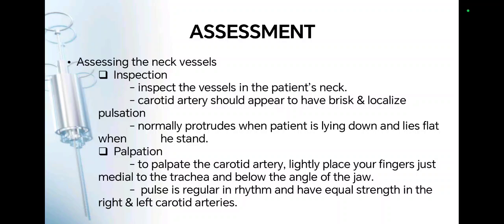Okay. Now, for your palpation, after inspecting, you have to use a good light for you to see that. And then for palpation, to palpate the carotid artery, lightly place your fingers just medial to the trachea and below the angle of the jaw. Remember, when you palpate the carotid artery of your patient, do not palpate on both sides. You have to palpate one side at a time because it can occlude the blood circulation to the brain. Then the pulse should be regular in rhythm and have equal strength in the right and left carotid arteries, and no palpable vibrations or thrills must be noted.